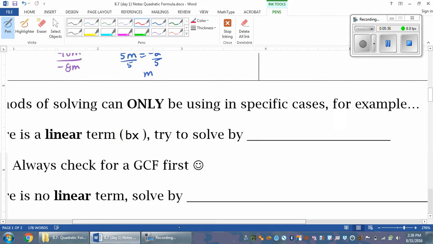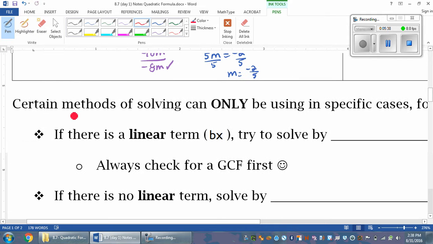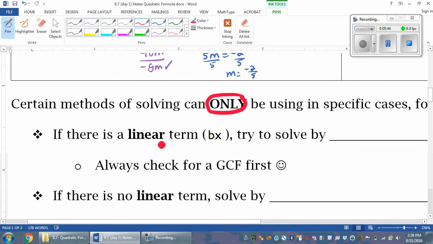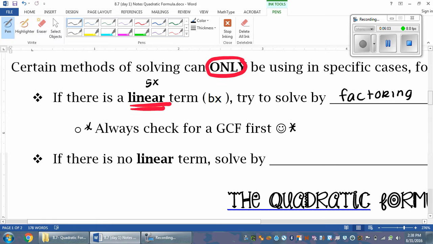Now, certain methods of solving can only be used in specific cases. For example, if there is a linear term, remember if there is a linear term, so for example, like in example 1, we're going to start solving this. And you always have to check for GCF first. Now, if there is no linear term, we're going to solve by inverses.